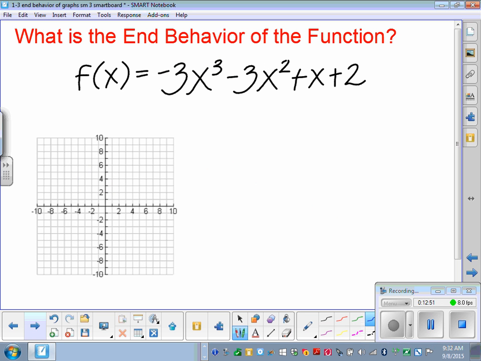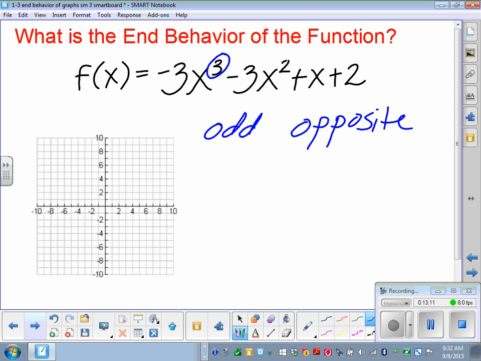Negative 3x cubed minus 3x squared plus x plus 2. Now, what matters is the leading term, the leading coefficient here. So first of all, is the end behavior going to be the same or opposite? It's going to be opposite. It's odd, odd, opposite. Okay, so it's going to have opposite end behavior, and then we look in front. It's negative, right?